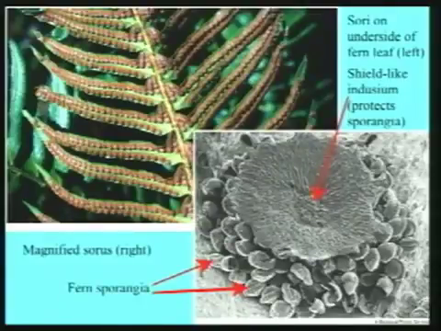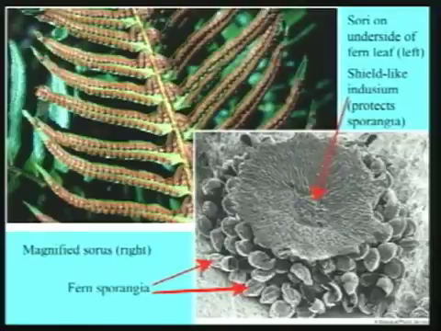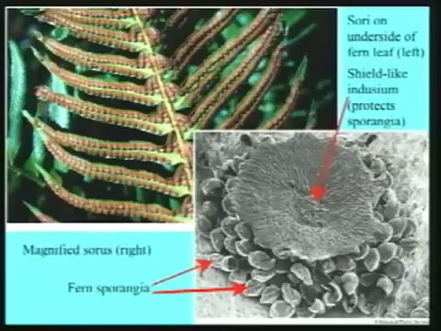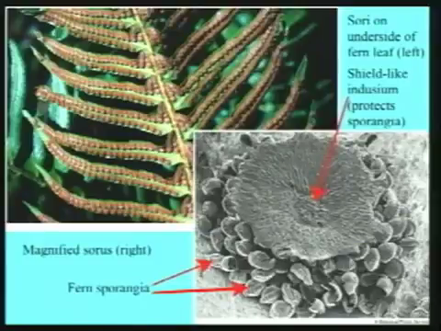So the shape and size and location of these so-called sori is diagnostic for different taxa of ferns. So this is something that if you want to identify ferns, you usually are having to look for their sporangia and how they're arranged on the leaves.